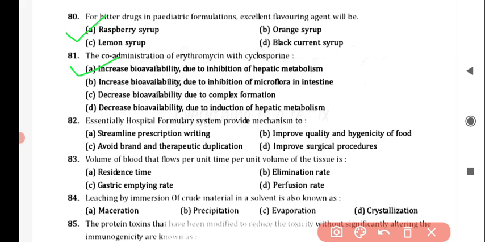Next question is, essentially hospital formulary system provide mechanism to, and the correct answer is option C, avoid brand and therapeutic duplication. Next question is, volume of blood that flows per unit time per unit volume of the tissue is, and the correct answer is option D, perfusion rate. Next question is, leaching by immersion of crude material in a solvent is also known as, and the correct answer is option A, maceration.